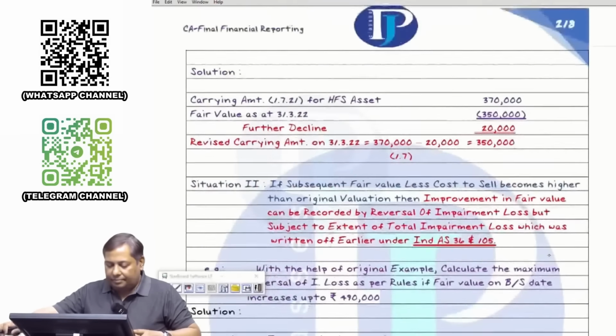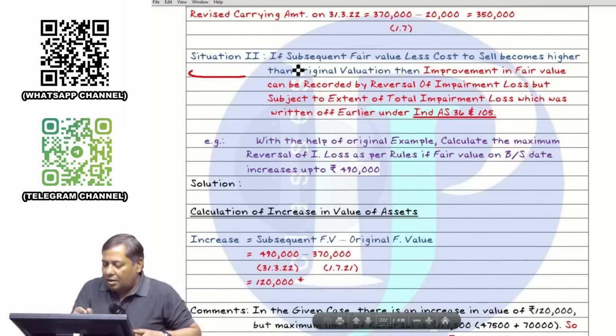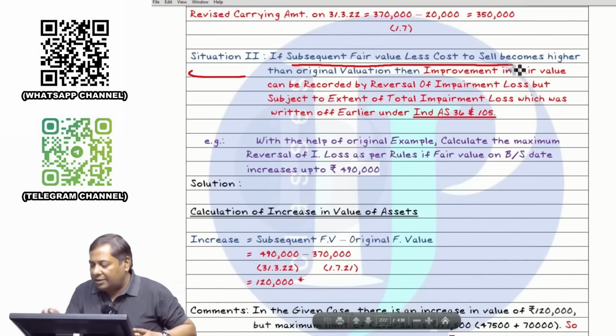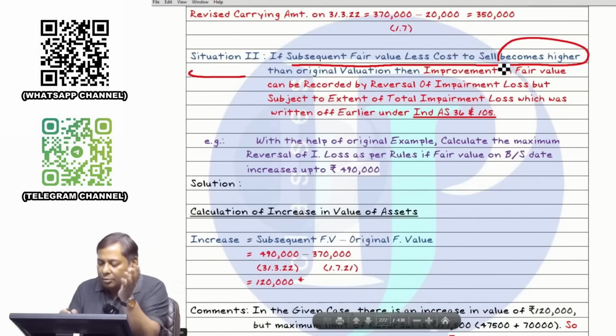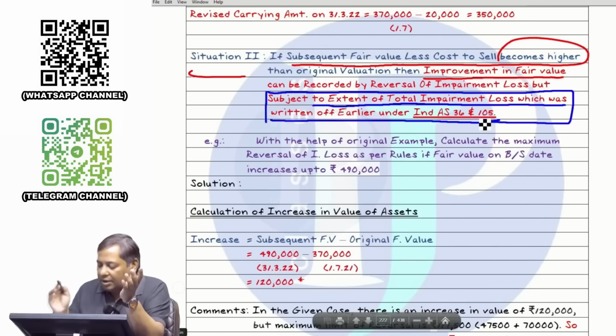Second case. Look, here is the second case. If the subsequent valuation increases, if it becomes higher, then you will see that there is improvement in fair value to the extent of total impairment loss, which was written off earlier under 36 and 105. Whatever you had written off in your past, you can reverse that much.